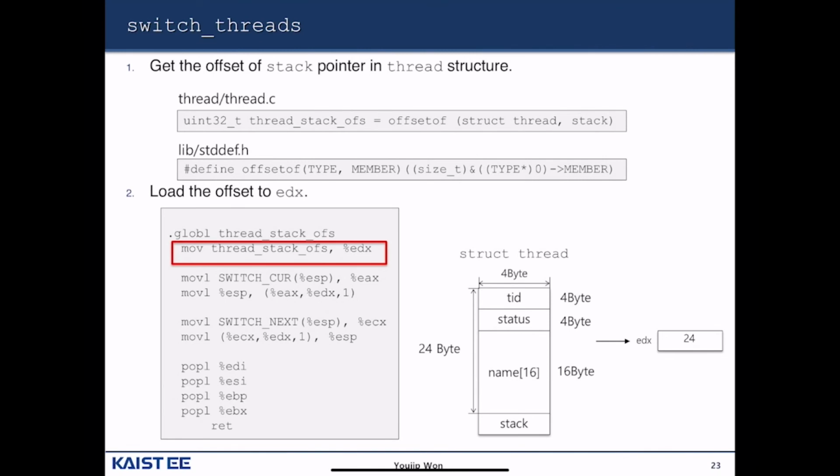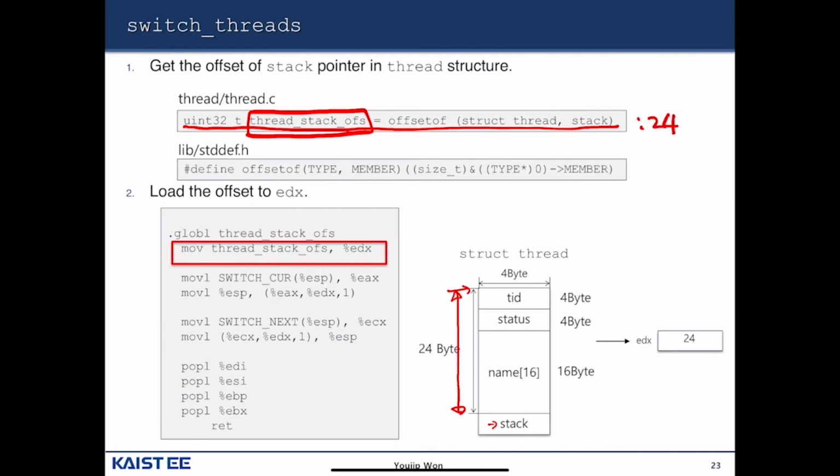The first thing it needs to do is to load the offset of the stack attribute to the register EDX. The stack attribute is 24 bytes apart from the beginning of the thread structure. So we first have to identify the amount of offset it has to jump from the beginning of the thread structure, and it is specified in this statement. Its macro, THREAD_STACK_OFFSET, represents the offset of the stack attribute from the beginning of the thread structure. This is 24. So after executing this statement, EDX contains the value 24.